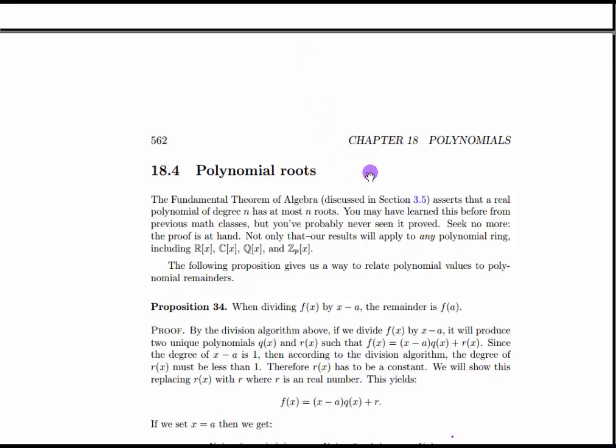Okay, now way back in Chapter 3, we talked about the fundamental theorem of algebra. And part of that theorem is that a real polynomial of degree n has at most n roots. Now that's actually just the easy part of the fundamental theorem of algebra. The other part says that any polynomial that has degree at least 1 has at least one root. So that's the hard part. We're not going to be able to prove that, but we will get the easy part, which is pretty impressive anyway.